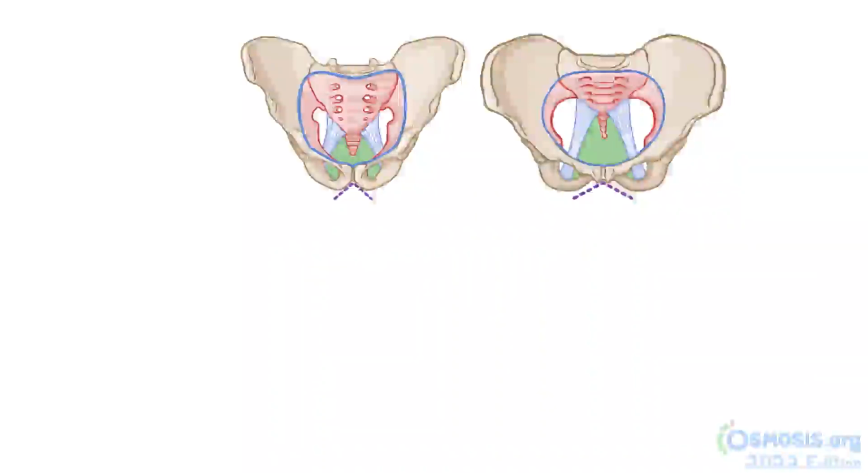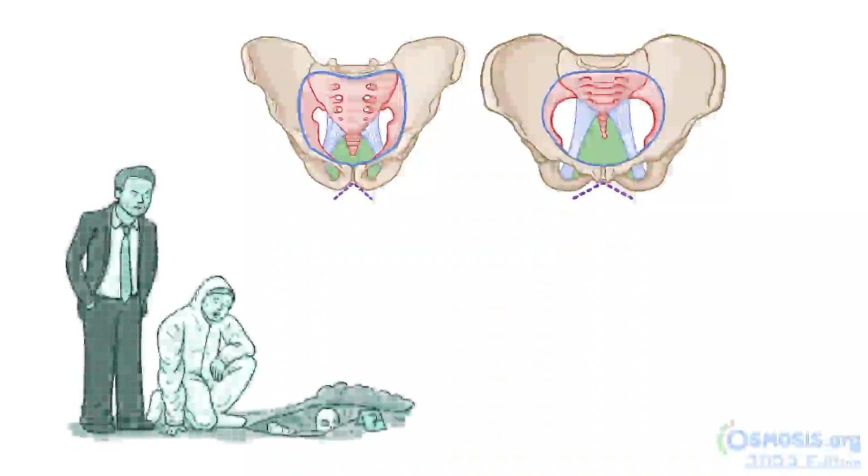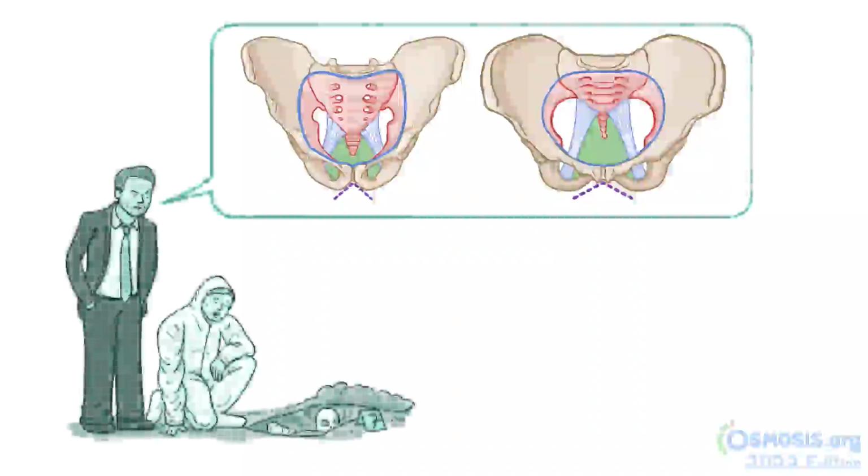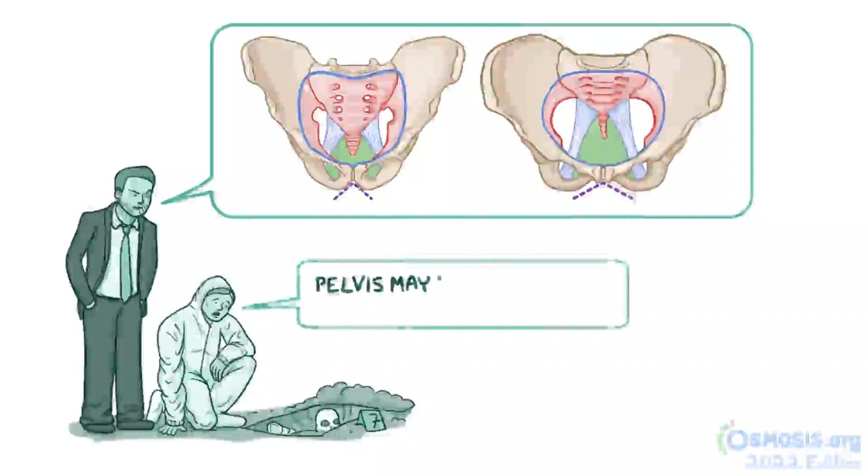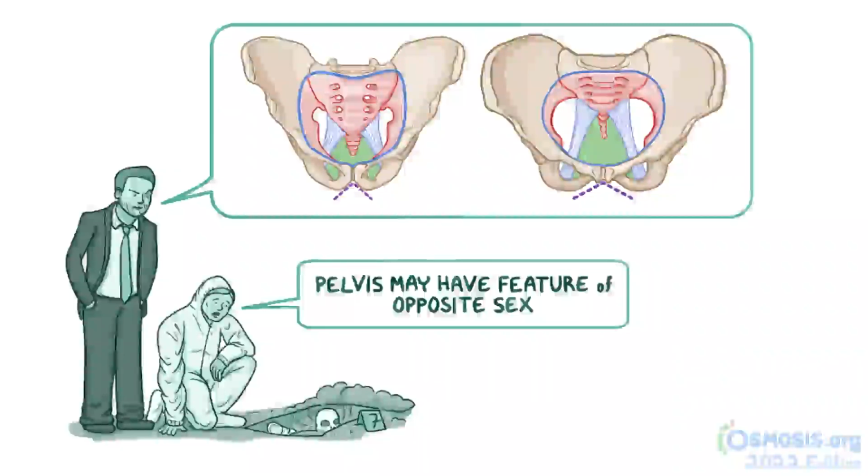But these differences are not solely the interest of obstetrics and gynecology specialists. Other medical specialties, such as forensic medicine, use these facts to determine the gender of skeletal remains. However, remember that even though there are some differences between the male and female pelvis, the pelvis of any person may have some features of the opposite sex.